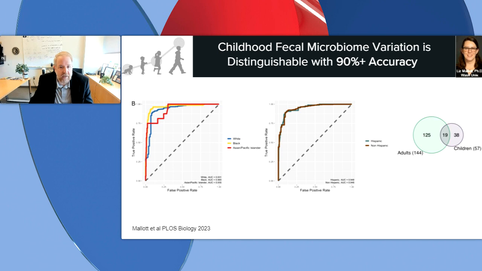It turns out that if you take the distinguishable microbes from adults and you take the distinguishable microbes from children, interestingly, 50% of these taxa overlap between children and adults. They're not always in the same direction, but at least the taxa themselves are predictably important to this distinguishability from children to adulthood, suggesting that maybe what happens in childhood also lingers on in adulthood. And so you can see that overlap here.